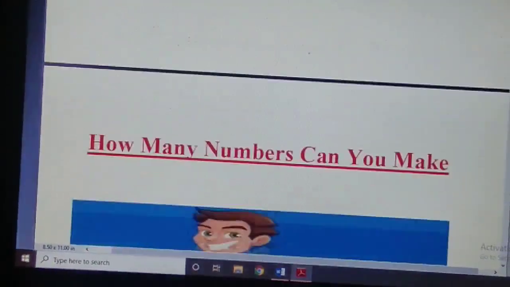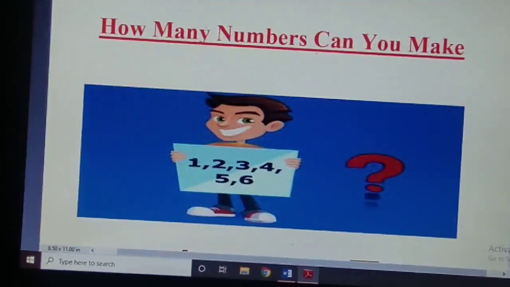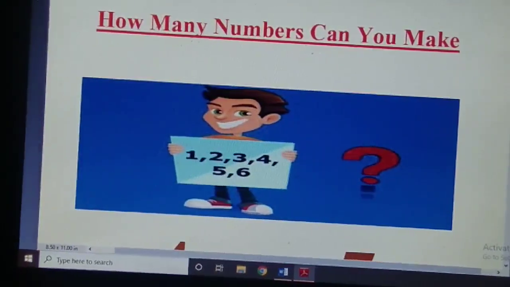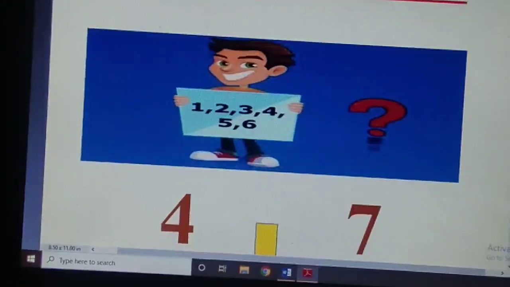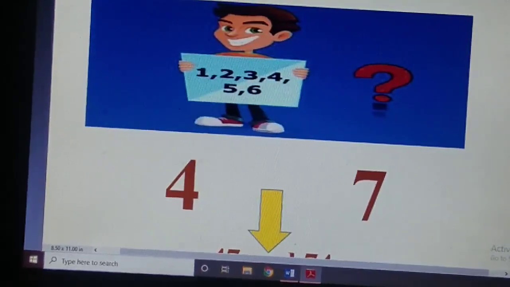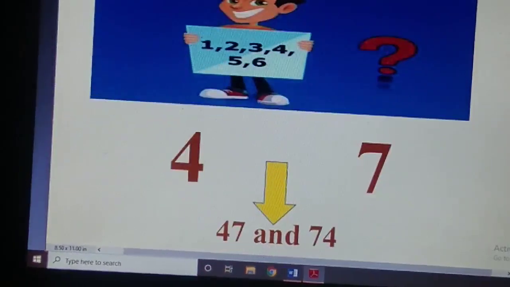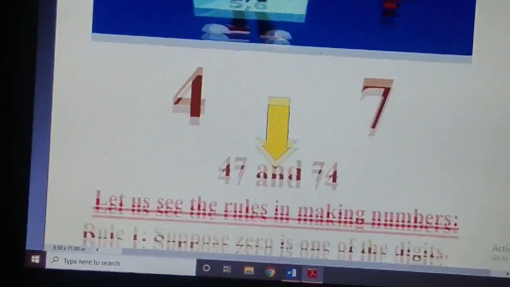Now, how many numbers can you make? Can you illustrate the greatest number among them? Think about it. For example, for two given numbers 4 and 7, there are two possible sets, that is 47 and 74. Now let us see the rules for making numbers.